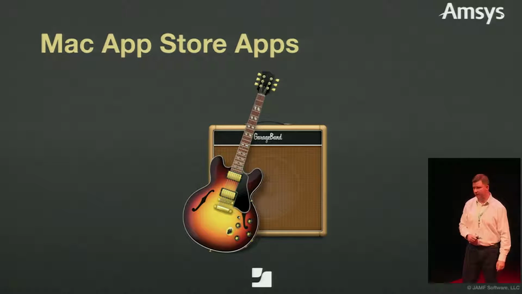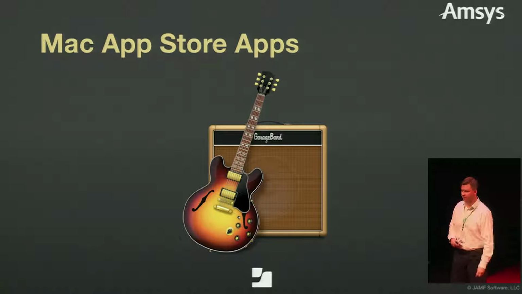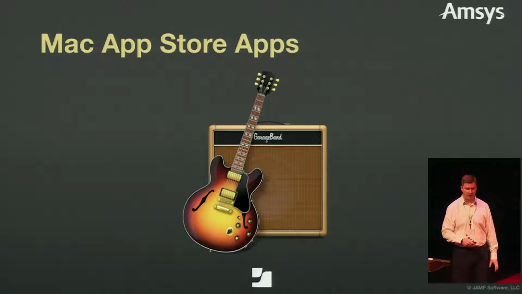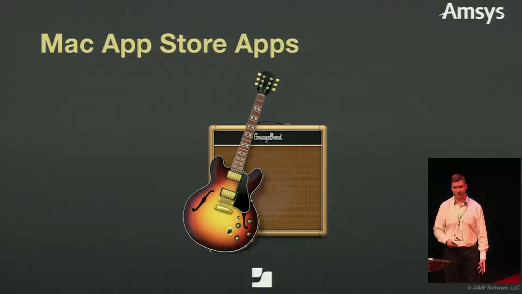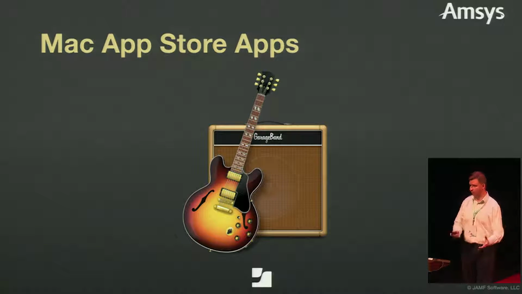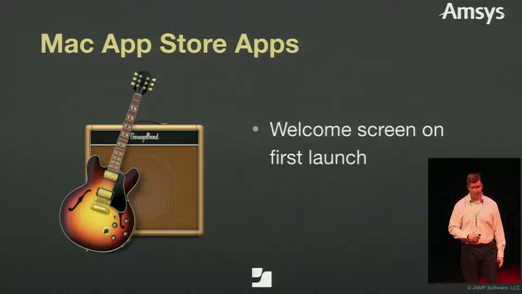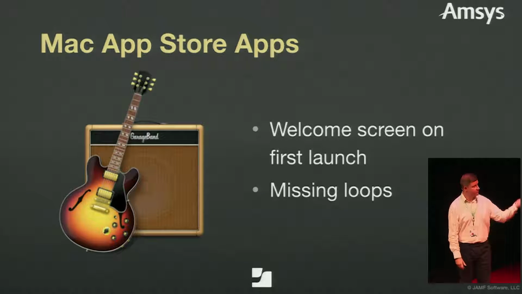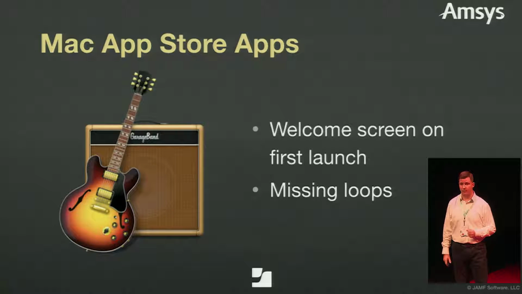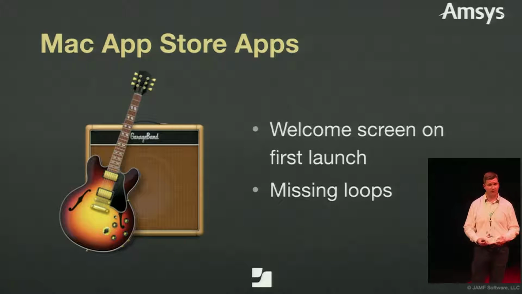Now, I'll use this one, bit of a music theme for some reason in this presentation, but GarageBand has got two things about it that if I deploy via VPP I'm going to want to change. First of all, there's a welcome screen on first launch, and I'll explain why that can be an issue. And then the other thing is it's missing all the loops, all the extra content. So when you first launch it, it says, please type in your admin password and install all the loops.